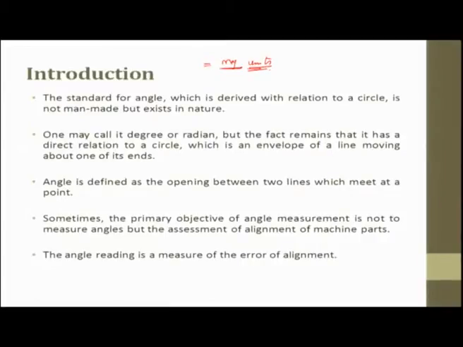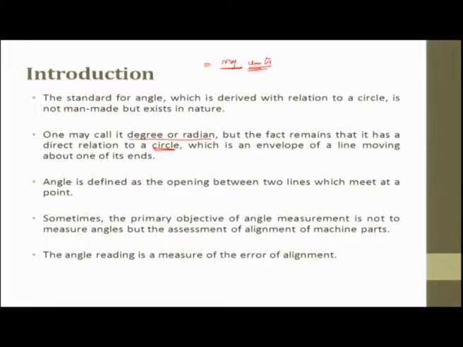When we look into linear measurement, we always report it in terms of microns, millimeters, meters, and so on. When we measure an angle, we always report it in terms of degrees and radians. If we want to take this degree and convert it into a linear scale, then we convert the units from degrees to microns or millimeters. One may call it degree or radian, but the fact remains that it has a direct relationship to the circle, which is an envelope of a line moving about one of its edges.